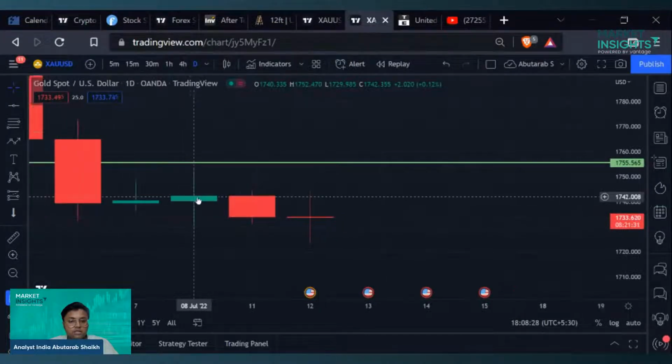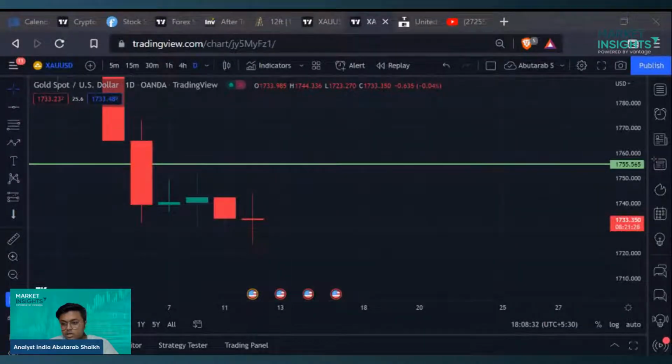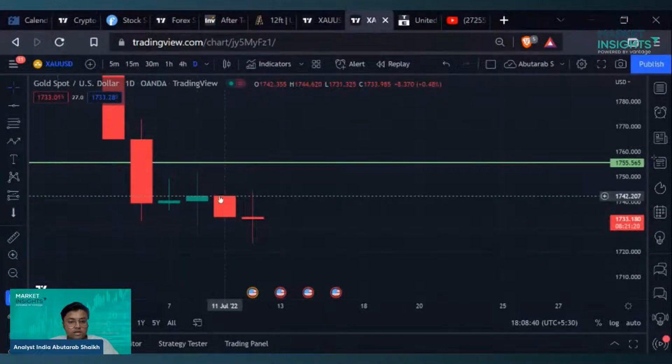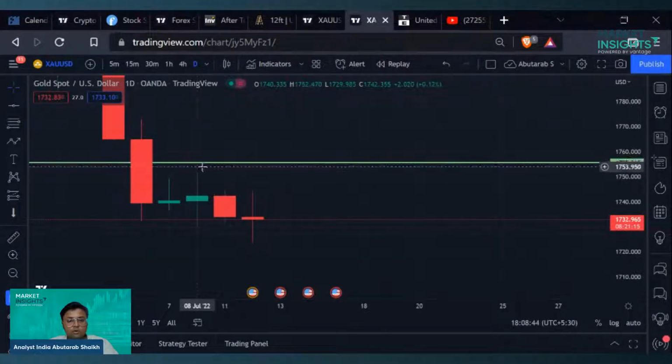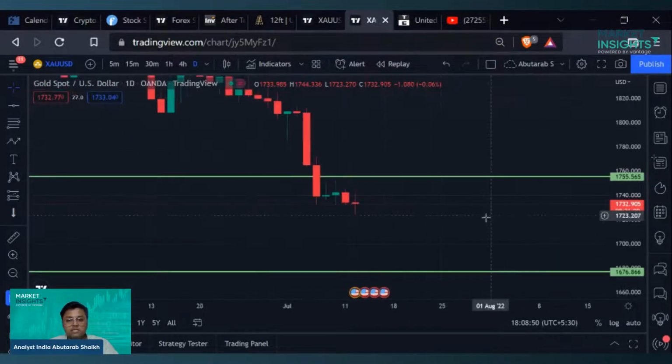This was 8th July. Okay. 8th July was the last working day, obviously, of the previous week, right? So it has gone back up to the support. It has made a high here and then closed back down. This is what is happening. Price is consolidating.